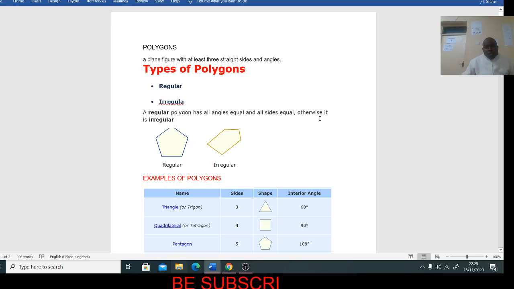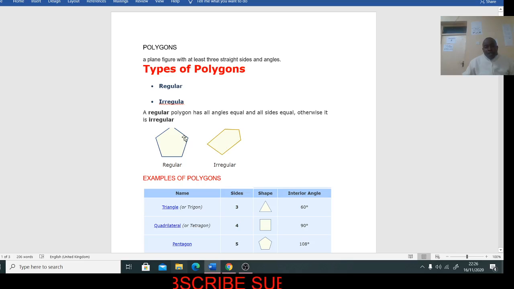When we talk about a polygon, these are figures with at least 3 straight sides and angles. We have 2 types of polygons: a regular polygon and an irregular polygon. A regular polygon has all angles equal and all sides equal. Otherwise, if all angles and all sides are not equal, we call it an irregular polygon.